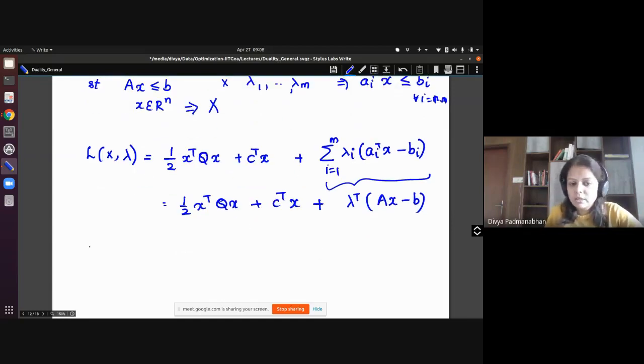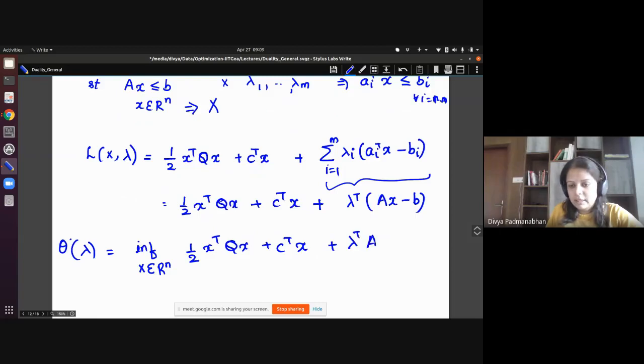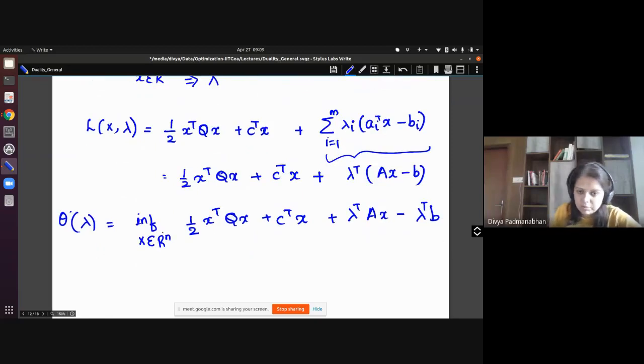Okay, so now what we are trying to do is the inf over X in R^n. So the dual function, which we write as, let me just write it properly, theta of lambda, that is the dual function. And that is just, you're trying to find the infimum over X in capital X, which is just R^n, of half X transpose QX plus C transpose X plus lambda transpose AX minus lambda transpose B. Okay, so now this is an unconstrained optimization problem. There are no constraints on X in finding the dual function.